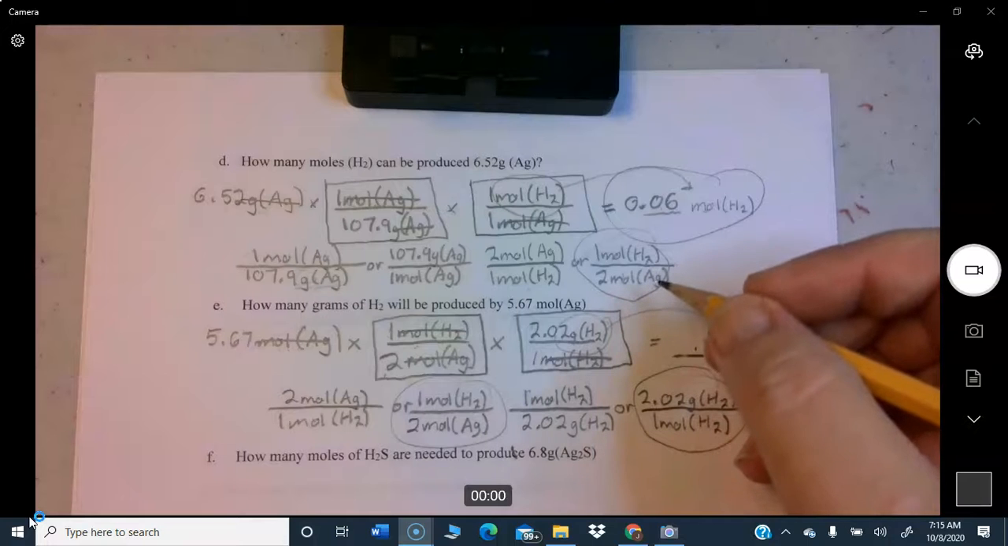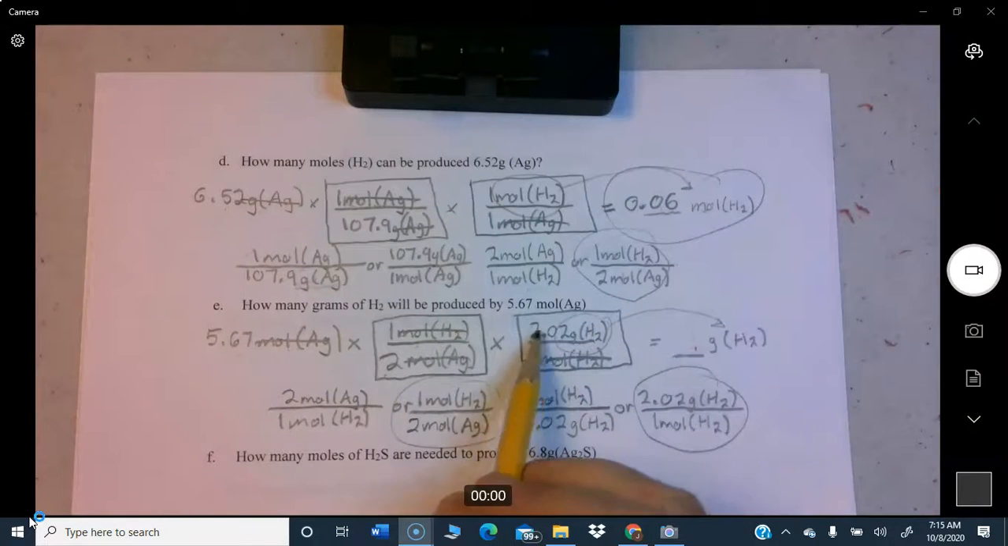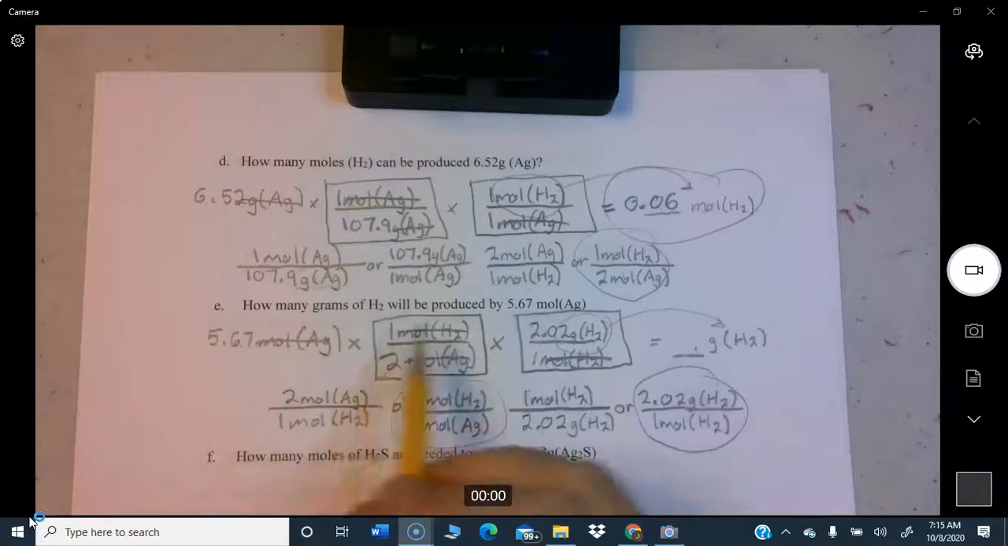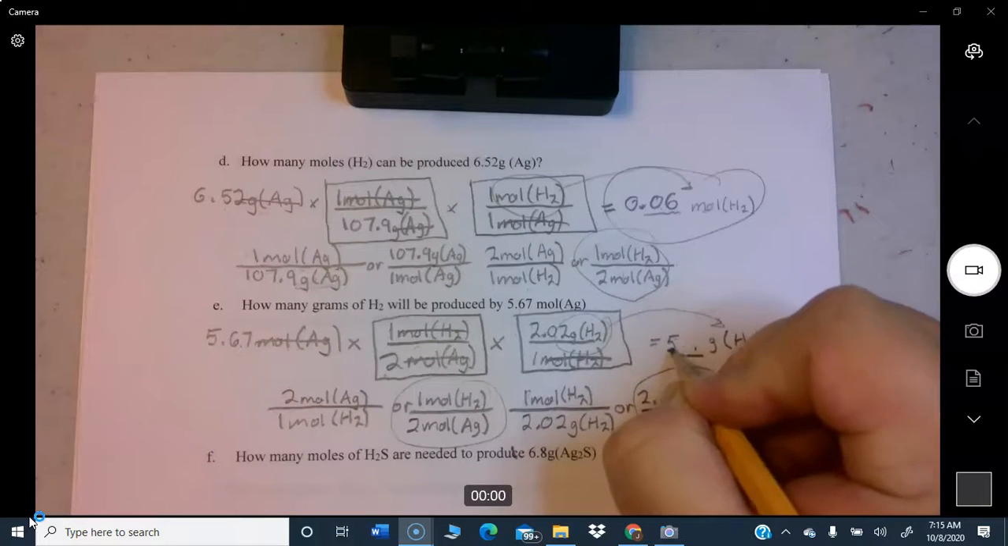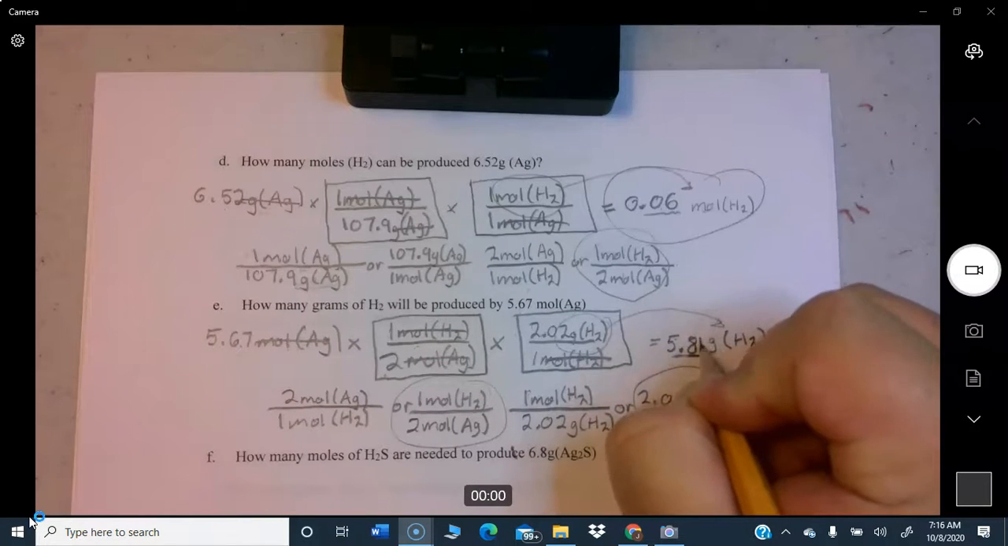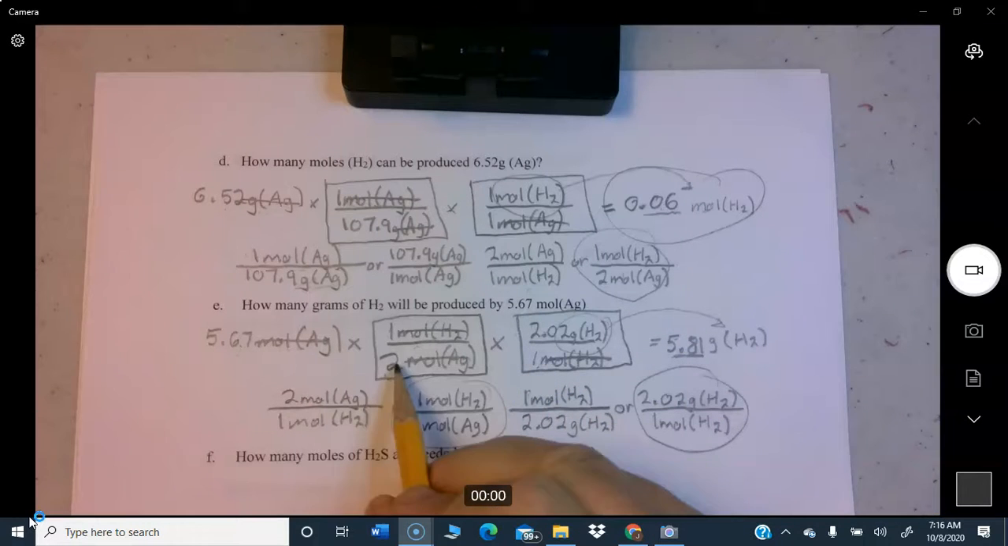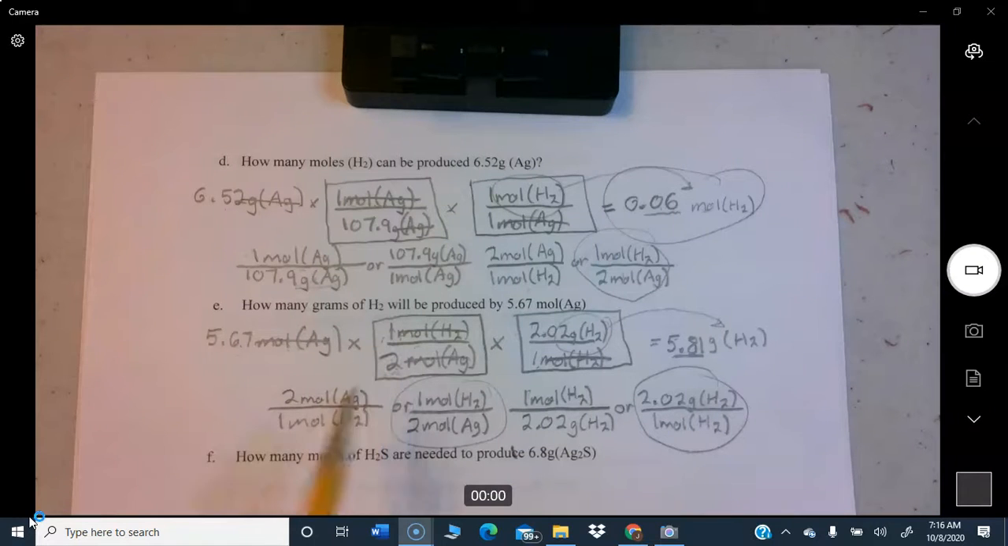Not too concerned with significant figures. It could have been 3. Remember, the only ones that significant figures count. So let's go ahead and write it out for 3. So it's 5.81. Okay, these don't count as significant figures. They're simply relationships. They have an infinite number of significant figures. It's exactly 2 and exactly 1. All right, let's keep going here.